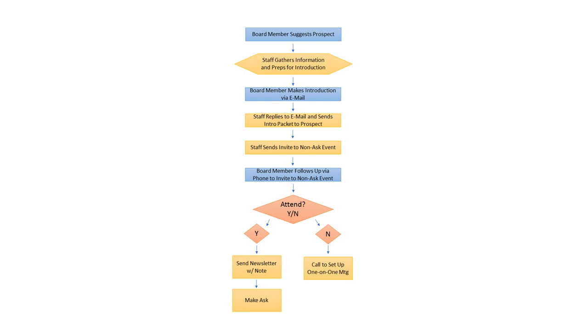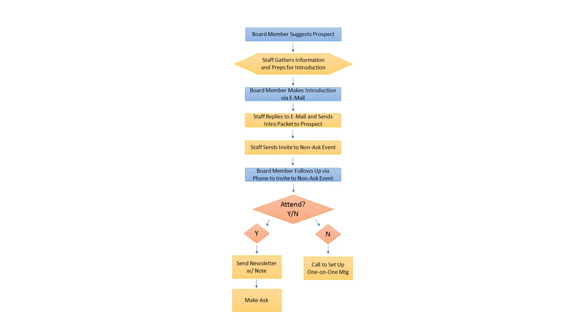The staff also follows up with an invitation to the board member's contact for that person to attend a non-ask event. That's a point of entry event or a cultivation event, some type of event or tour where they can learn about your organization without being asked for money. Then you come to a decision point. Did the person attend? If the person did attend, great. This organization has decided to send a copy of the paper newsletter to everyone who attends with a note thanking them for attending. And then they walk the person towards an ask. If the person didn't attend, this organization calls to try and set up a one-on-one meeting.